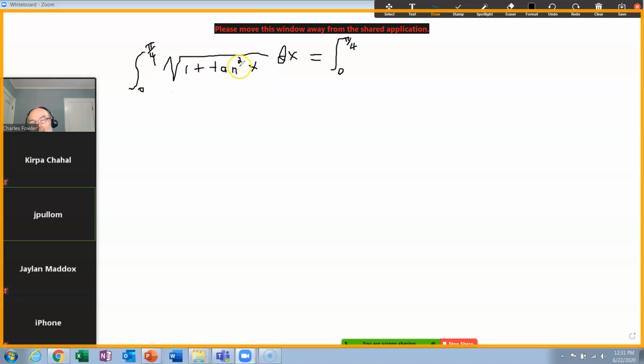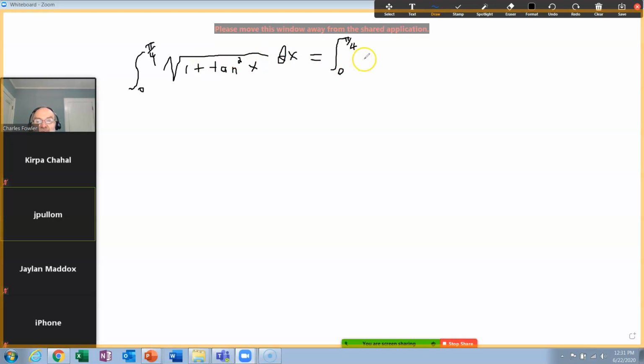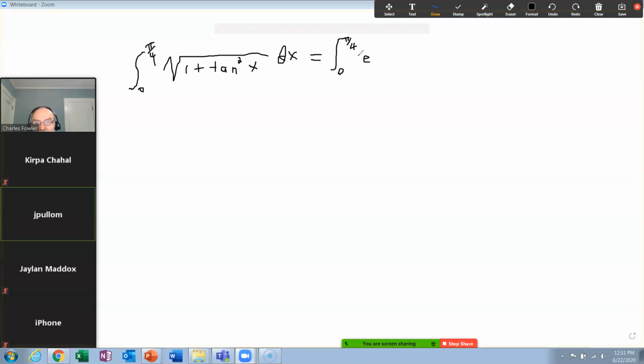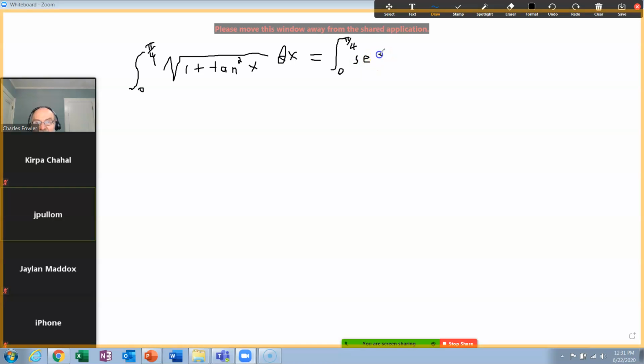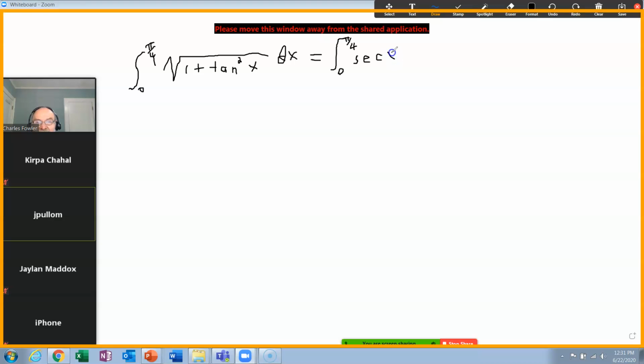Well, that's a perfect square, and the square root of a perfect square is just the function. So this is the secant x dx. No substitution. Goodness gracious. I'm staring so hard, my eyes are twitching.